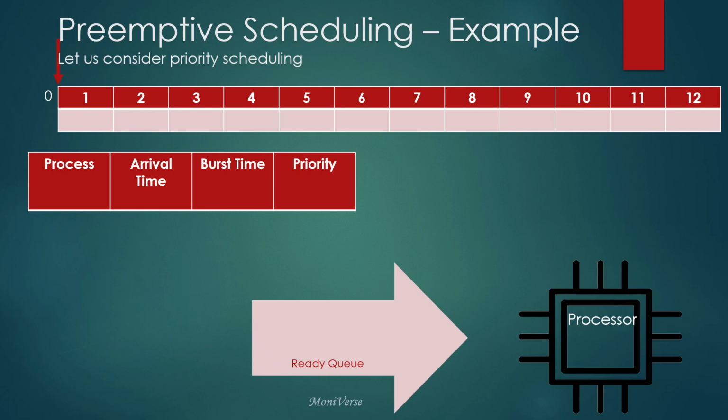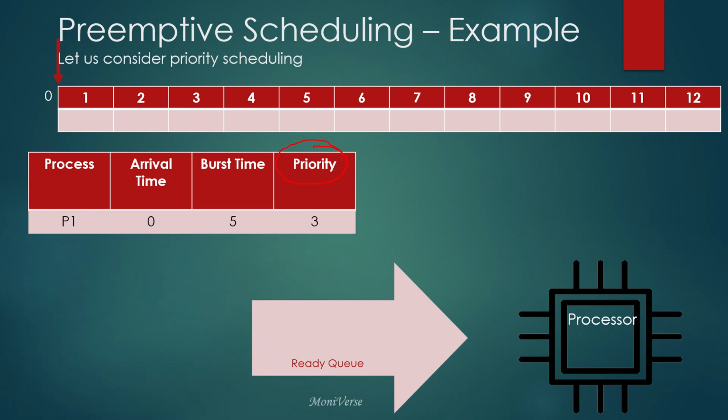So here, while we are considering the preemptive, I'm just going to talk about the priority scheduling algorithm. Another factor here, priority, is considered. So let us see the example for a better understanding.